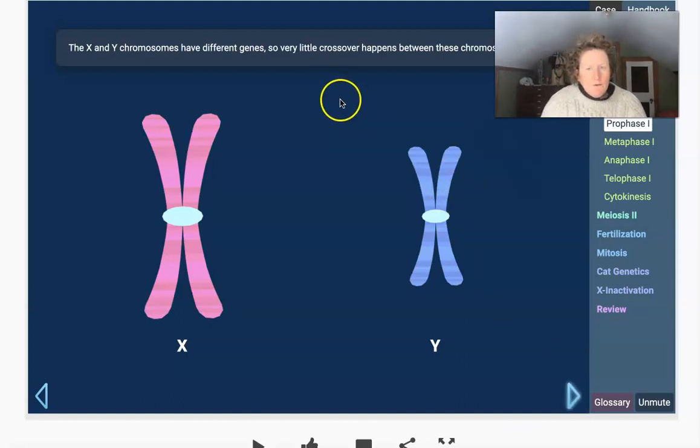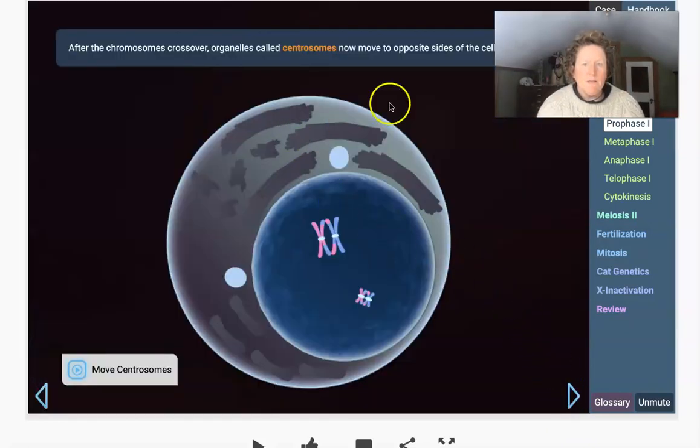The X and Y chromosome have different genes, so they don't cross over. X and Y stay separate. If you're a female and you have two X's, they will cross over because they have the same genes.